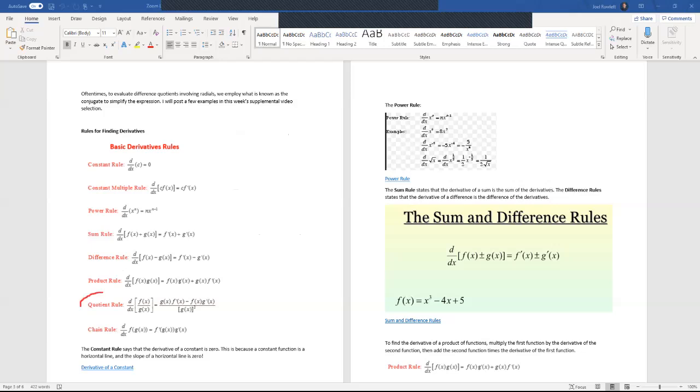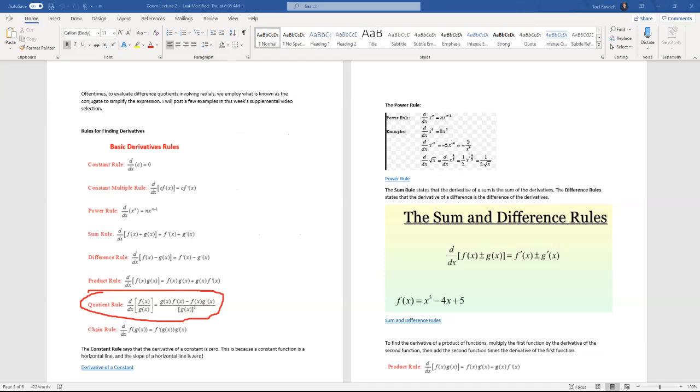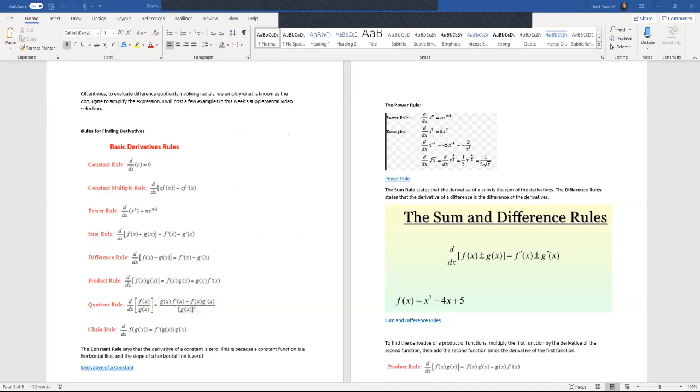Next, let's look at the quotient rule. The quotient rule says that if you are taking the derivative of one function over another, what you do is you take the bottom function, which is g of x, multiply the bottom function by the derivative of the top function, subtract the top function times the derivative of the bottom function, and then you have to divide by the bottom function squared. And if that sounds like a lot of algebra, it usually is. But for the sake of argument, we're going to look at a simplified version of that.